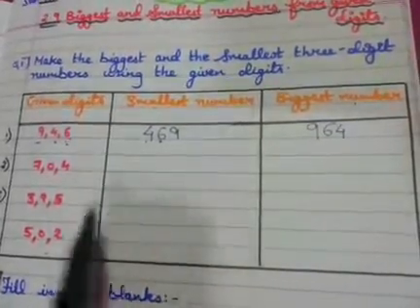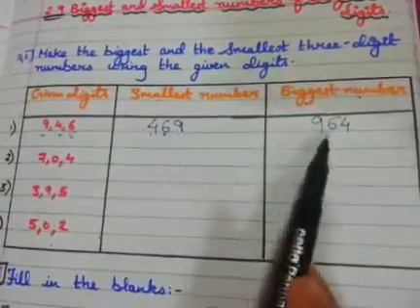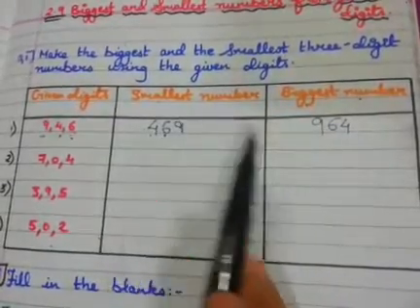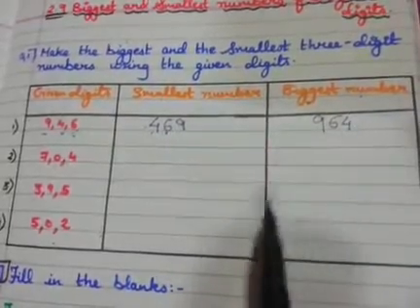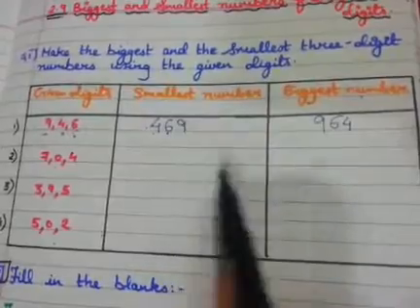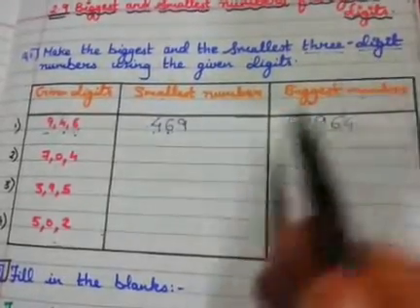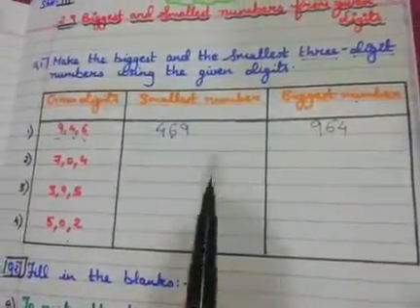964. Then, say children, one more thing I want to tell you. When you are making these numbers, smallest and biggest 3-digit number, you will not put commas in between. If you put comma, it becomes one digit number. And in the question, it is given 3-digit number. So, no commas in between.